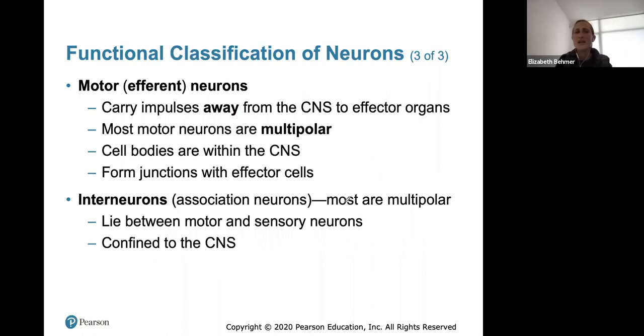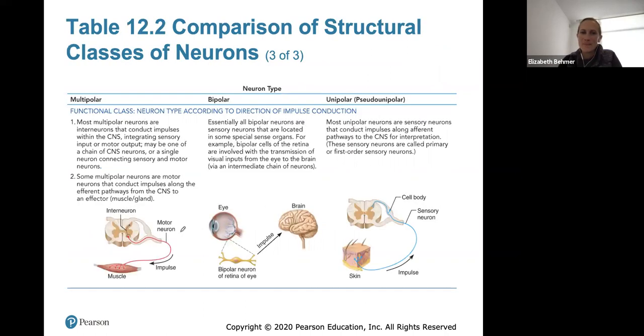Then we have motor or efferent neurons, which carry impulses away from the central nervous system to effector organs. Most motor neurons are multipolar, and their cell bodies are within the central nervous system, and they will form junctions with all the effector cells. And then an interneuron will lie in between motor and sensory neurons, and this is always confined to the central nervous system, so we'll find interneurons a lot of the time in the spinal cord. So here's a look at multipolar, bipolar, unipolar, and examples of where we would find them and how they work.